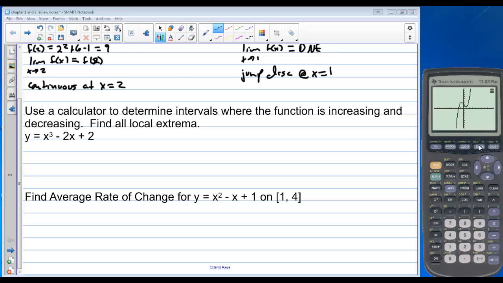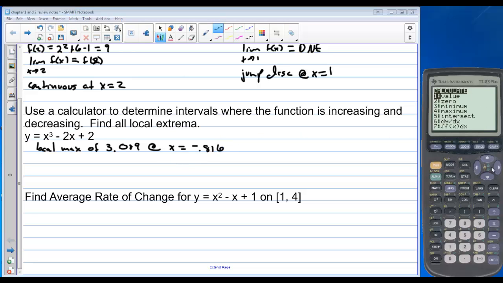So let's go to calculate. Let's find the local maximum. They want the left bound, so the left side, then the right side, and then we'll take a guess that it's about right there. And we have a local maximum, the y value is 3.089, and that is happening at x equals negative 0.816.